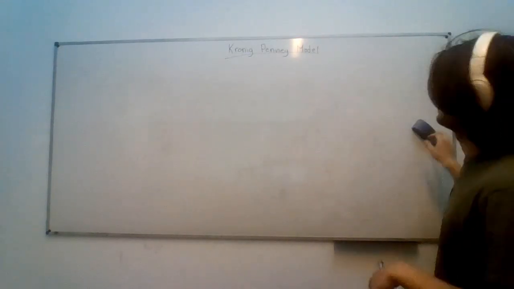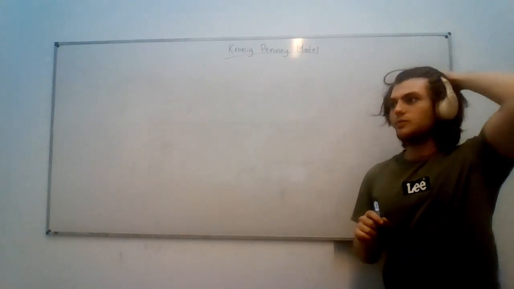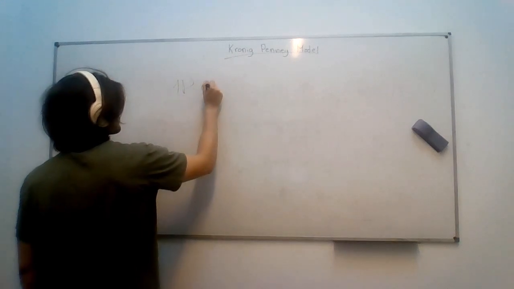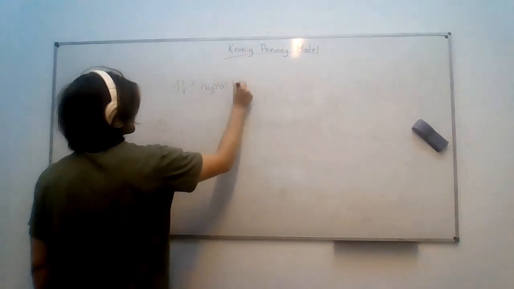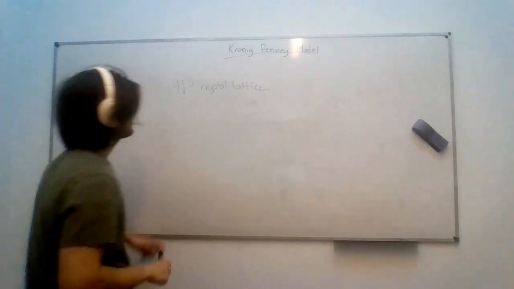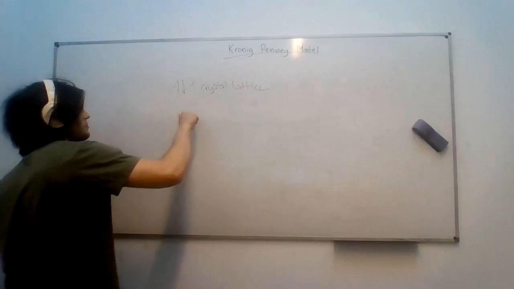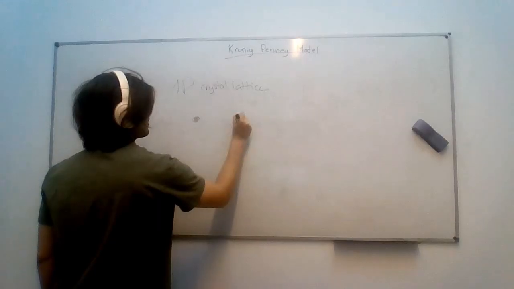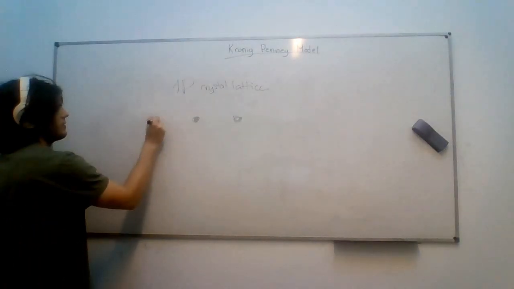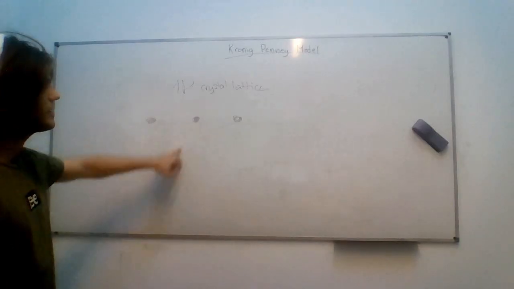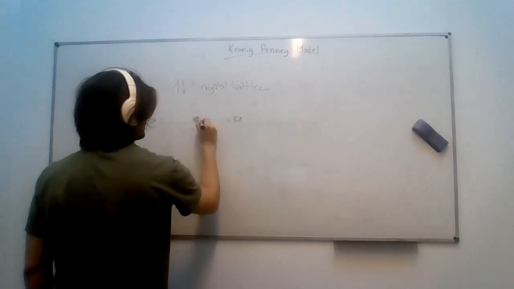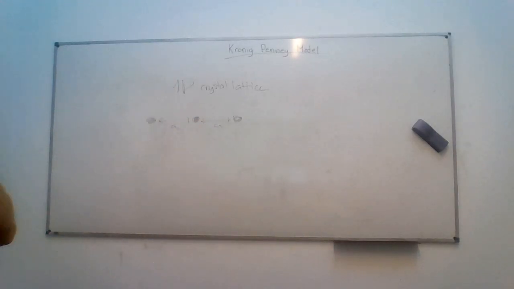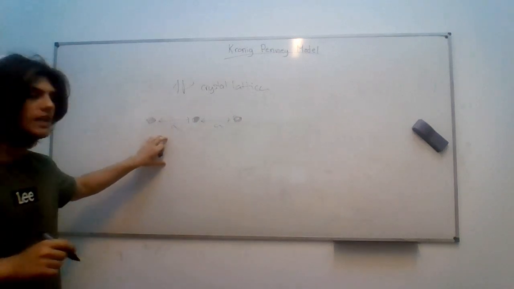Now, the Kronig Penney model starts off by talking about a 1D crystal lattice, wherein we're going to have atoms in a straight line. If here I'm just going to have another atom, and then if I go here, I'm going to have another atom, and they're all going to be equidistant with distance a. This is going to be called the lattice constant for this lattice.